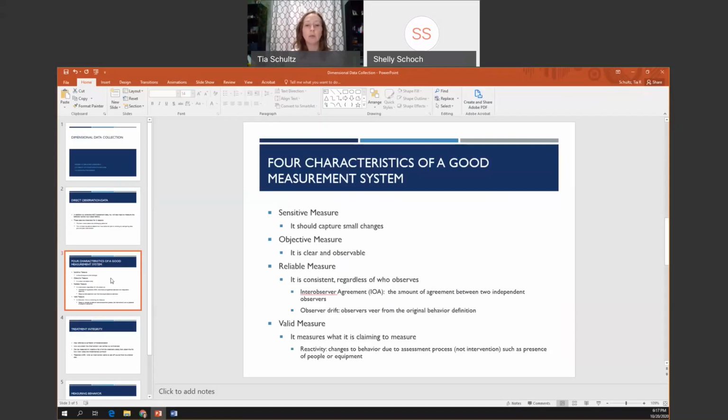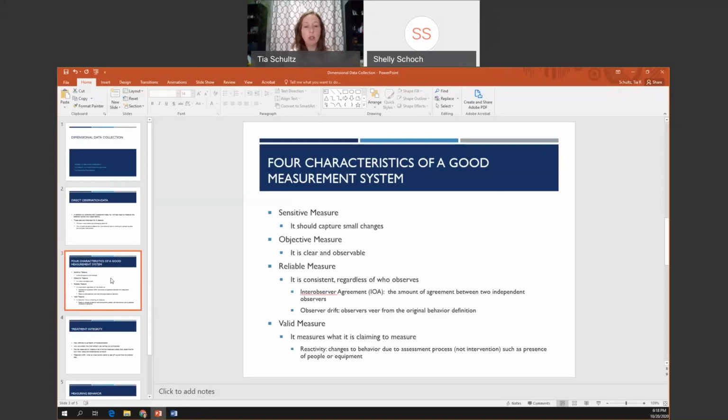And so you do your best to get some inter-observer agreement. The other concept that the book talks about when we talk about reliability is observer drift. And this is when over time, as we're observing, we start to veer from that original behavior definition. And it's typically unconscious. It's not something we do on purpose.